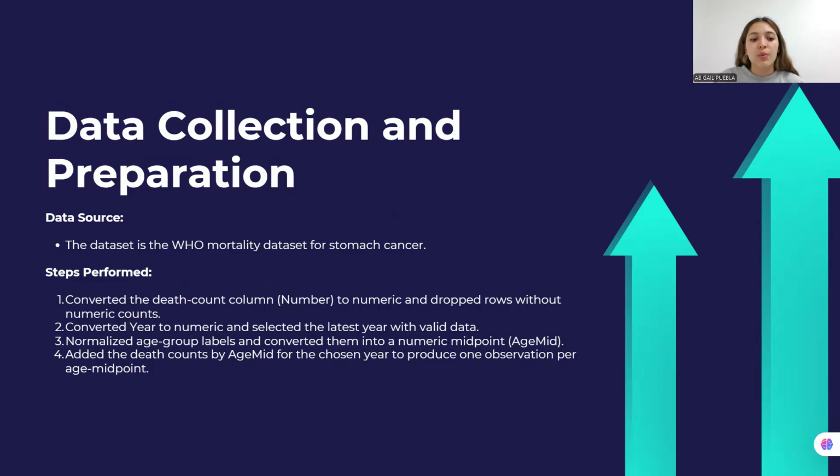Second, I converted year to numeric and selected the latest year with valid data. Third, I normalized the age group labels and converted them into a numeric midpoint, which I explained before. And lastly, I added the death counts by age midpoint for the chosen year to produce one observation per age.